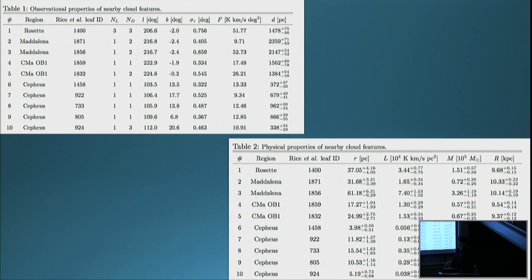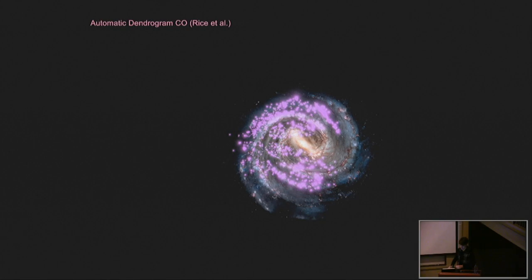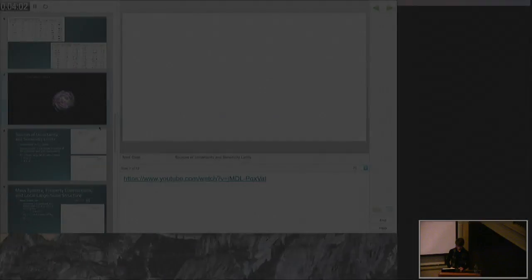And here's an example of some of the data I've collected. There's 31 clouds total, but here's a sampling of the first 10 for both the observational and the physical properties. And here, as long as the technical stuff works. Oh, I guess not. All right. So I will pull up the video.